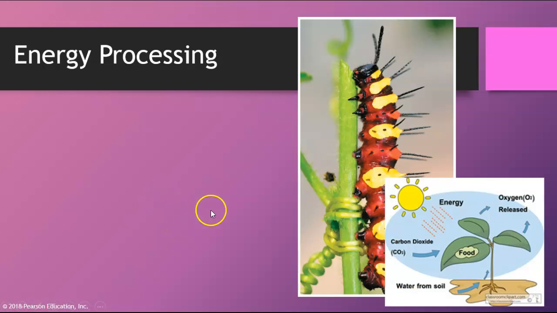So you have here the process of photosynthesis, where the solar energy is being transformed into food for the plant, which we can also eat, as you see with the caterpillar here. That's a type of energy processing. You're using the energy from the sun to make matter in a form that can be consumed and release energy within the cells.